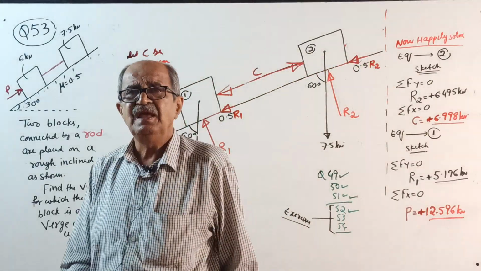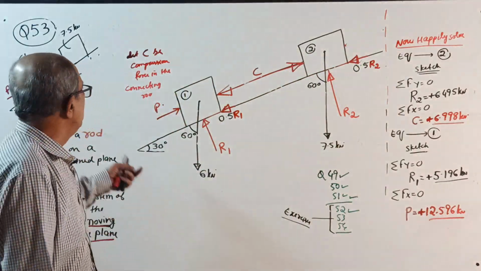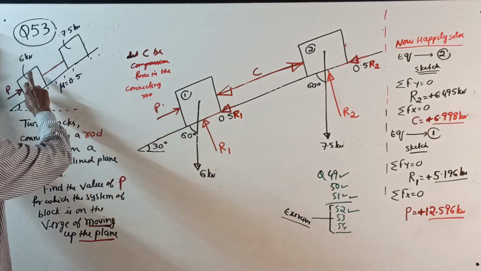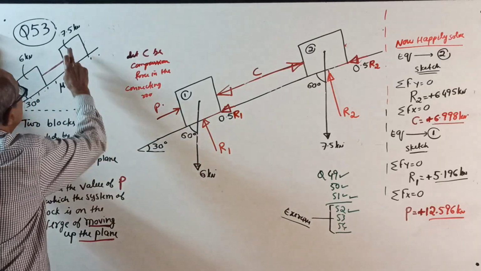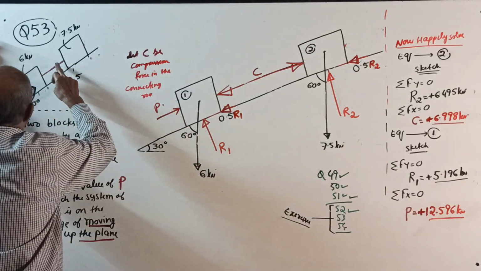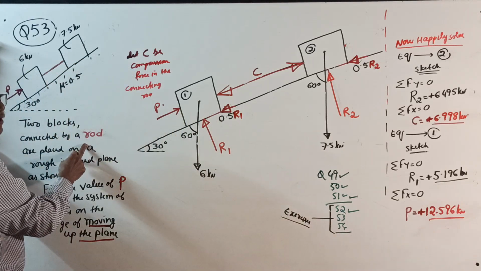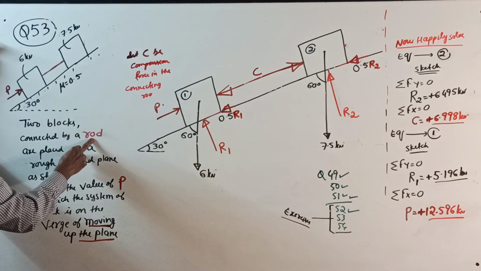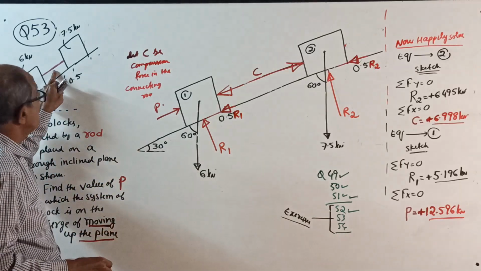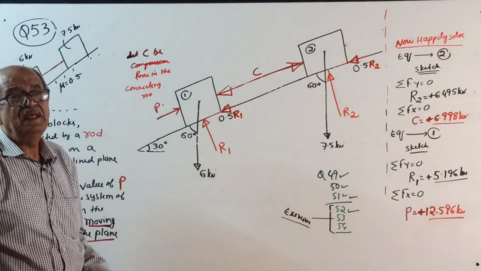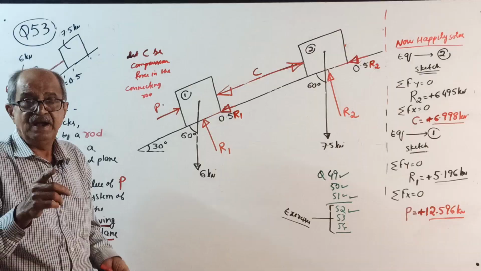Question number 53, same as the last question. I won't tell it in words. See, 2 blocks are here. 6 kilonewton weight and 7.5 kilonewton weight, connected by a rod once again. Again rod, remember. Now it cannot be a cable. It should be a rod because now this member will also be in compression. That's very important.